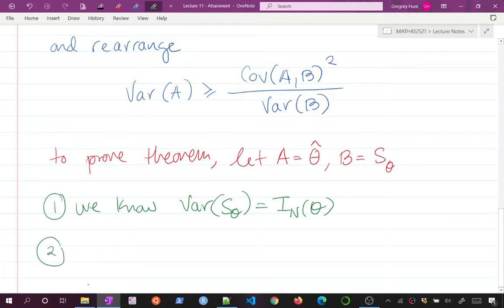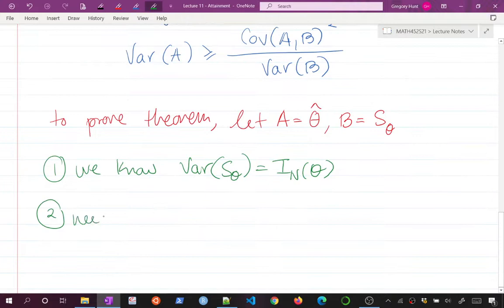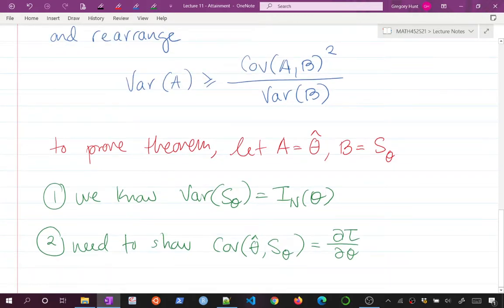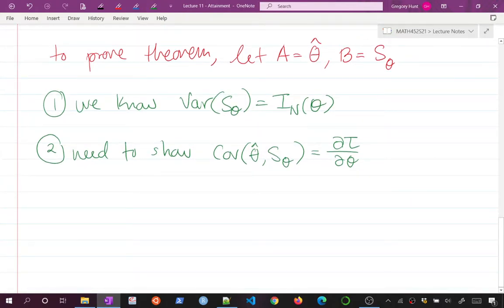And two, all I need to show is that this covariance of A and B gives me this derivative, and then my square comes along, right? So we need to show that if I look at the covariance between theta hat and the score, these are both random variables based on the sample. Theta hat is a statistic based on the sample. The score is some other statistic. It has some fancy formula, but it's just another random variable based on my sample. If we can show that this thing is the derivative d tau d theta, everything's done. Then A would be replaced with theta hat, the bottom here would be replaced with the information, and the top would be replaced with that square of that derivative. So if we can show this, we're good. So let's show it.